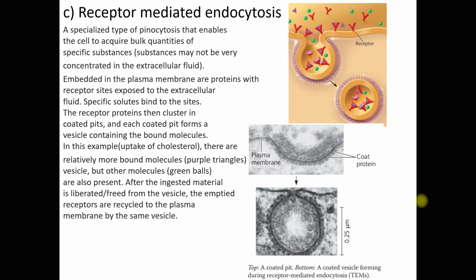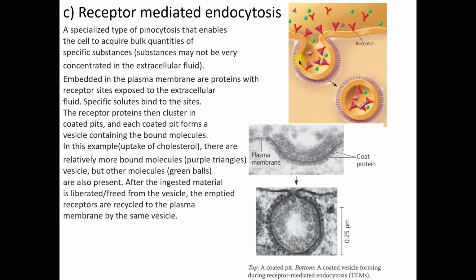Now, the third type of endocytosis is receptor-mediated endocytosis. Again, the keyword here is endocytosis, so it involves the taking in of substances. But there is an addition here, receptor-mediated. So, receptor-mediated endocytosis is a specialized type of pinocytosis that enables the cell to acquire bulk quantities of specific substances.